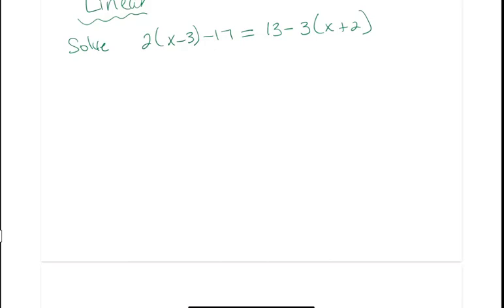Use that little distributive property. All right. So we're going to take our 2 and distribute it to everybody that's inside the parentheses. And then on the other side, we're going to take that negative 3 and share it with everybody, right? So what do we end up with? 2x minus 6 minus 17 equals 13 minus 3x minus 6.